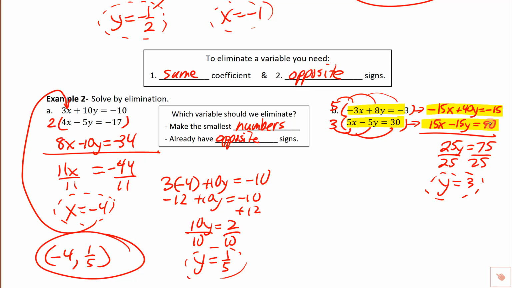So we want to plug this into one of those. We want to pick the easiest one, smallest numbers, fewest number of negatives. I would probably plug it into this one right here. So I'm going to take this and plug it in right there.